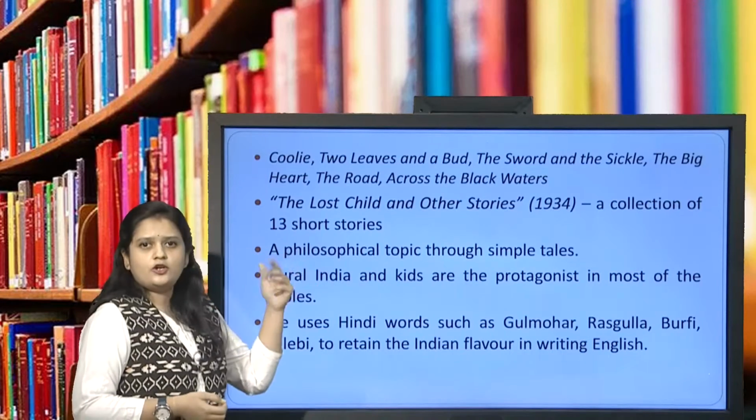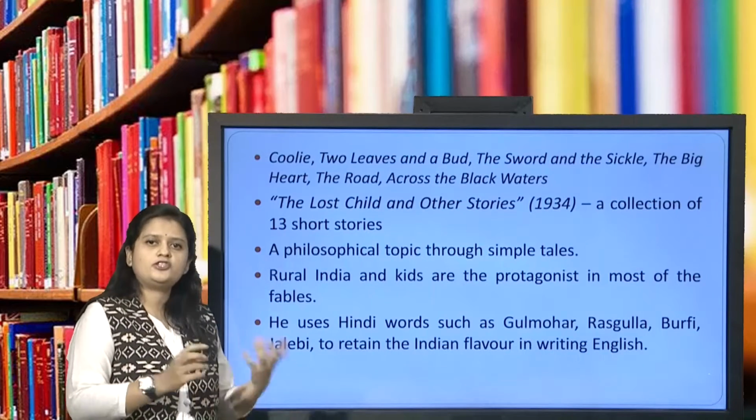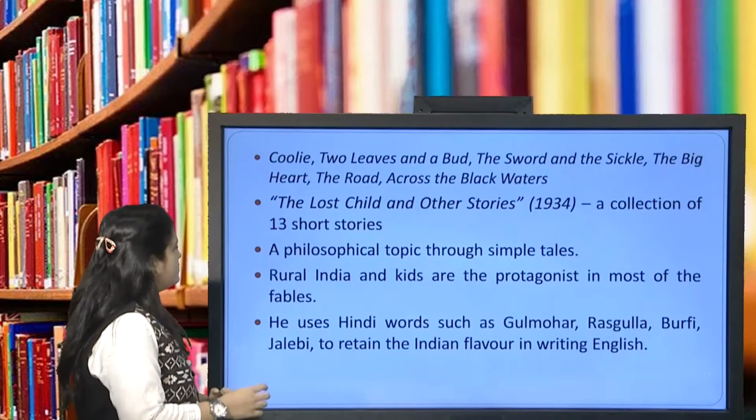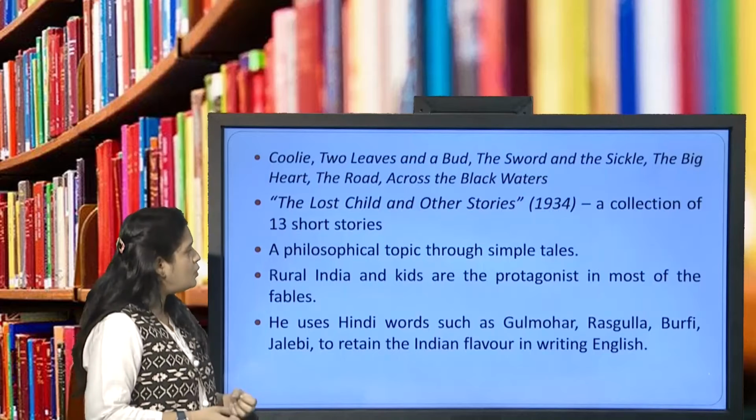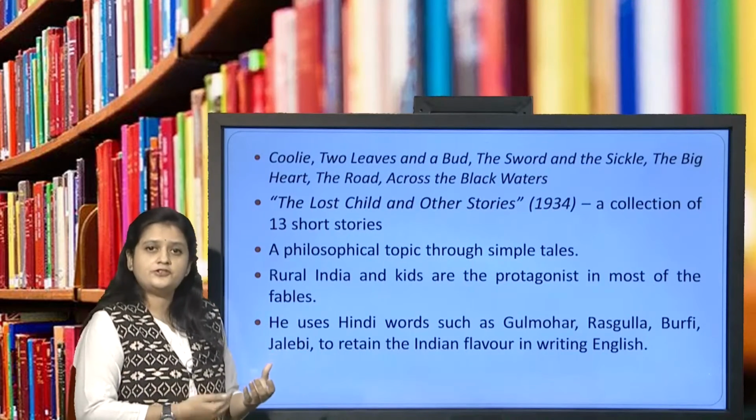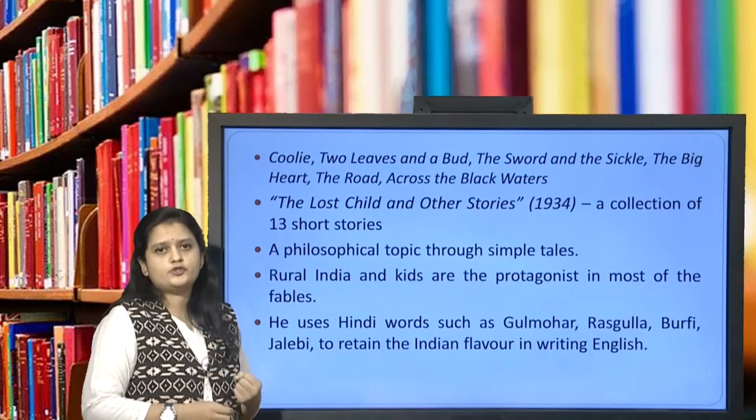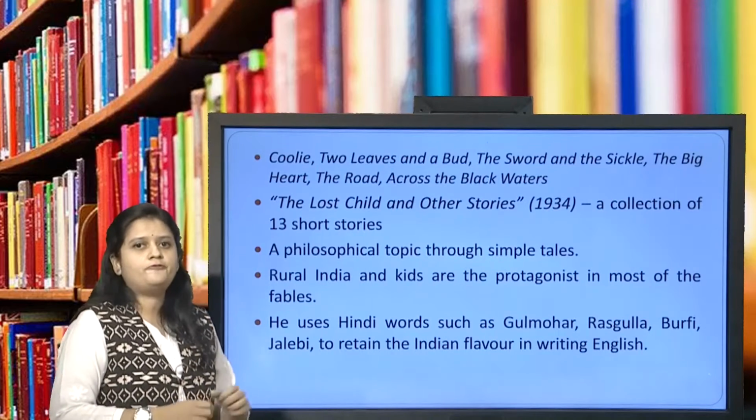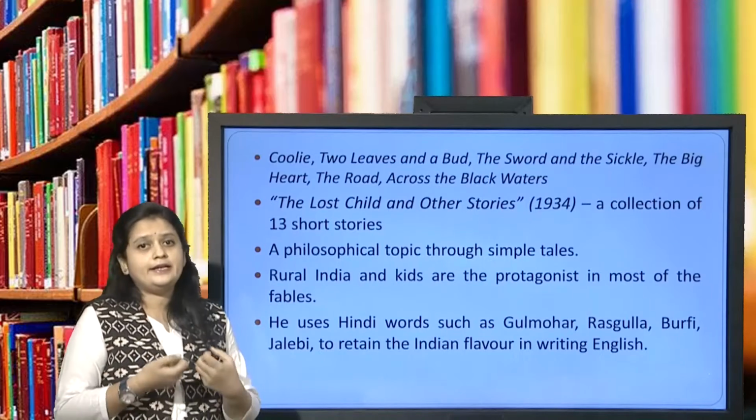As I mentioned, The Lost Child and Other Stories is a collection of 13 short stories, and The Lost Child is one of the stories of the collection. And he talks about the settings are mostly rural India. He talks about the village life of Indians, and kids, mostly children, are the protagonist of his works. He uses Hindi words to retain Indian flavor. He does not give us the translation of peculiar Indian words which are familiar to Indian people, Indian culture.